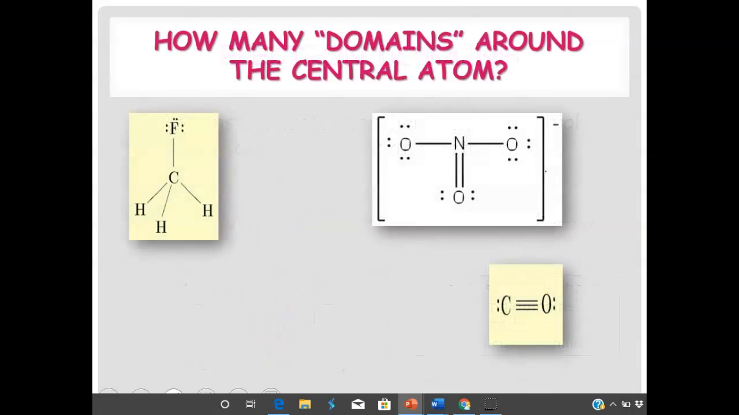Okay. How many domains around the central atom? There are 4 around this one right here: 1, 2, 3, 4. Carbon is the central atom. This fluorine is not a central atom. Okay. And here, how many are there? There's 1, 2, 3. A double bond is considered one domain. And here's a triple bond, and that's one domain.